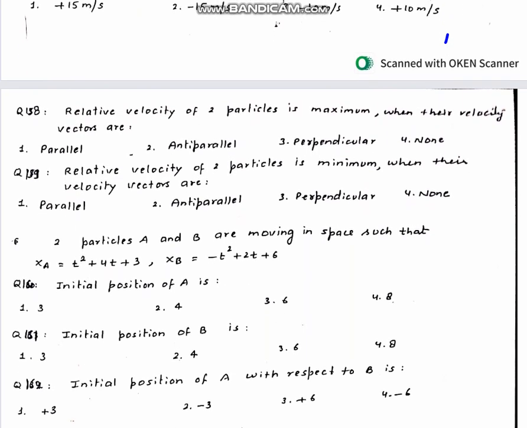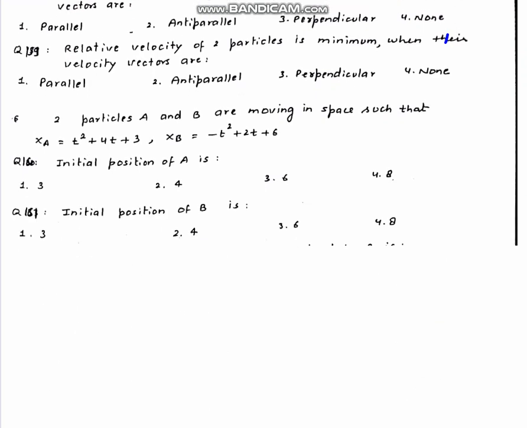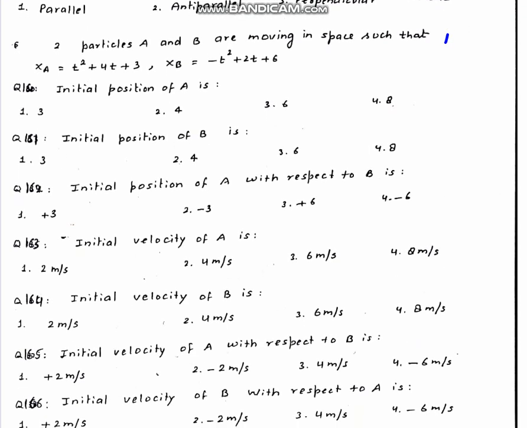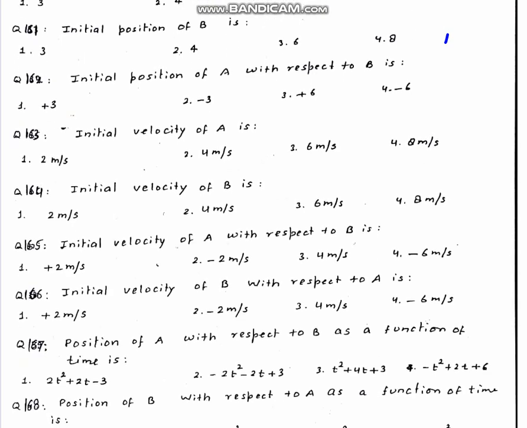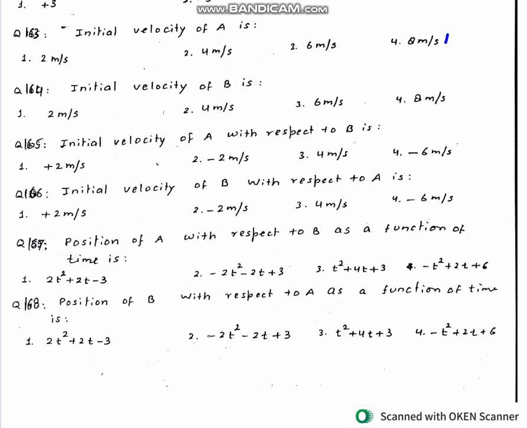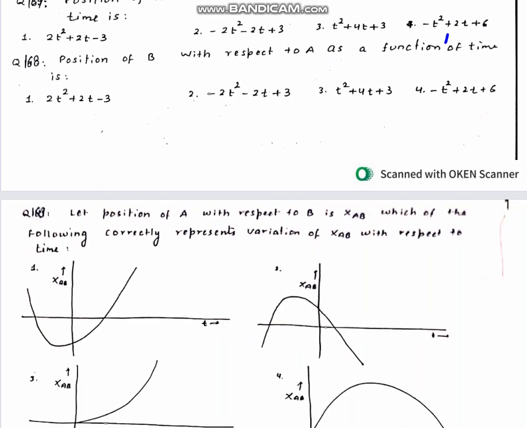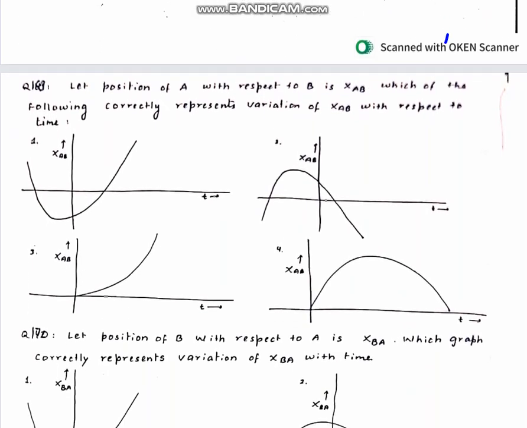Then we have conditions for maxima and minima. Then we have a two particle problem. Their coordinates are given. We need to find their positions, their velocities, relative velocities. Then relative position, then the graph of relative position with respect to each other.